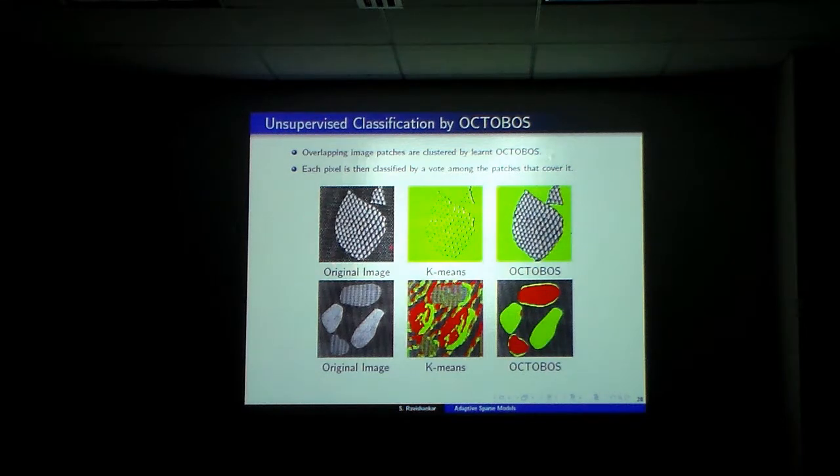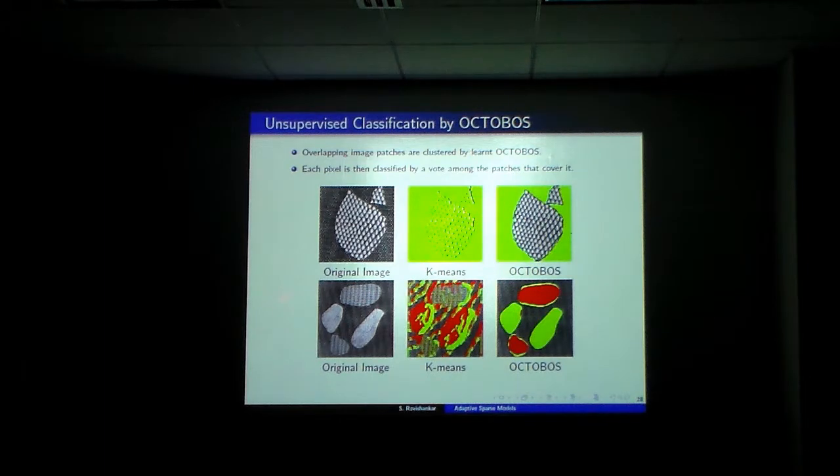So for example, if you have this kind of an image, and if you run k-means on the patches, you get a classification result that looks like this. So the class 1 is the one in green, class 2 is the one that shows the image pixels. Whereas if you do octopus, you get a much cleaner classification because it's able to adaptively learn these clusters and the transforms. And compared to the k-means model, the octopus model is richer because it learns really a big transform, not just a single mean vector for a bunch of signals.